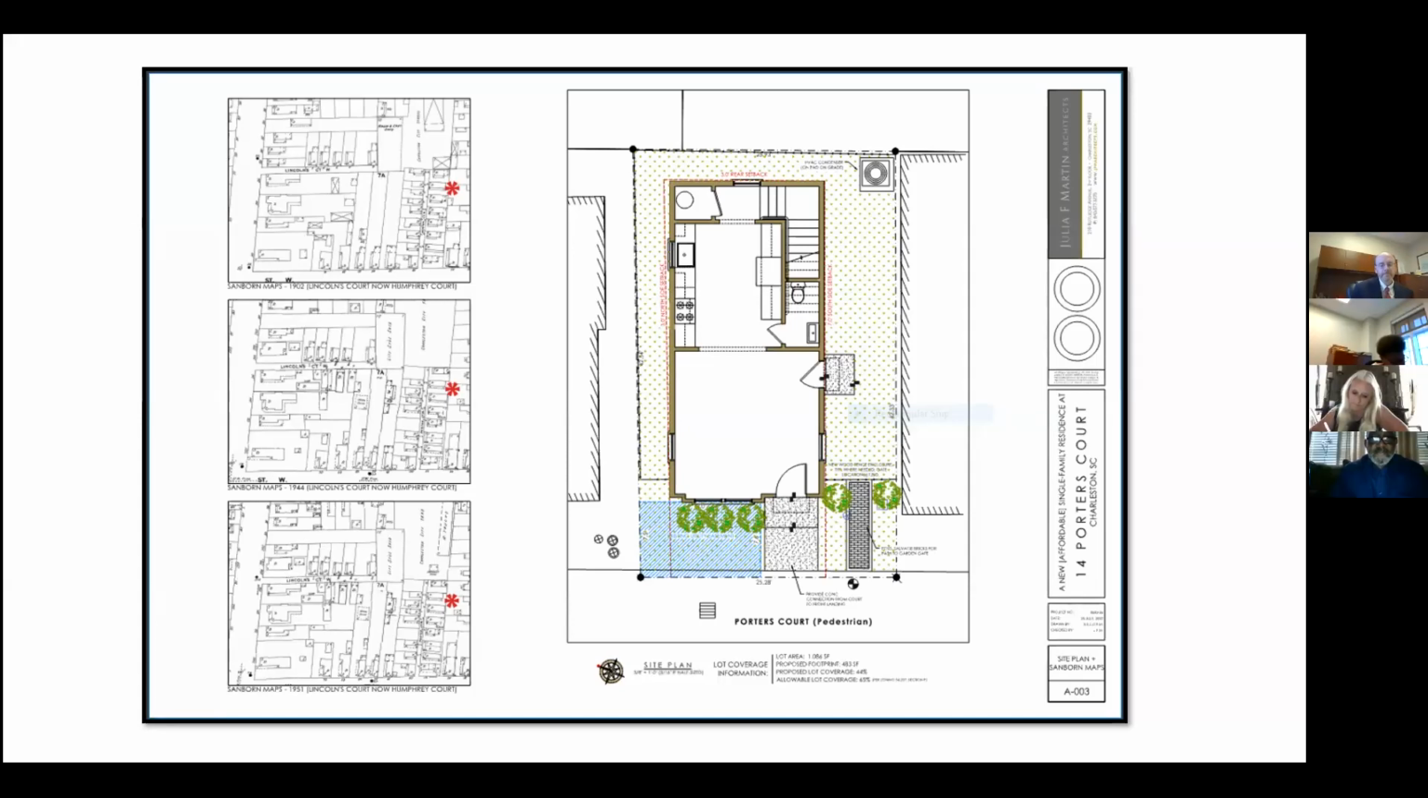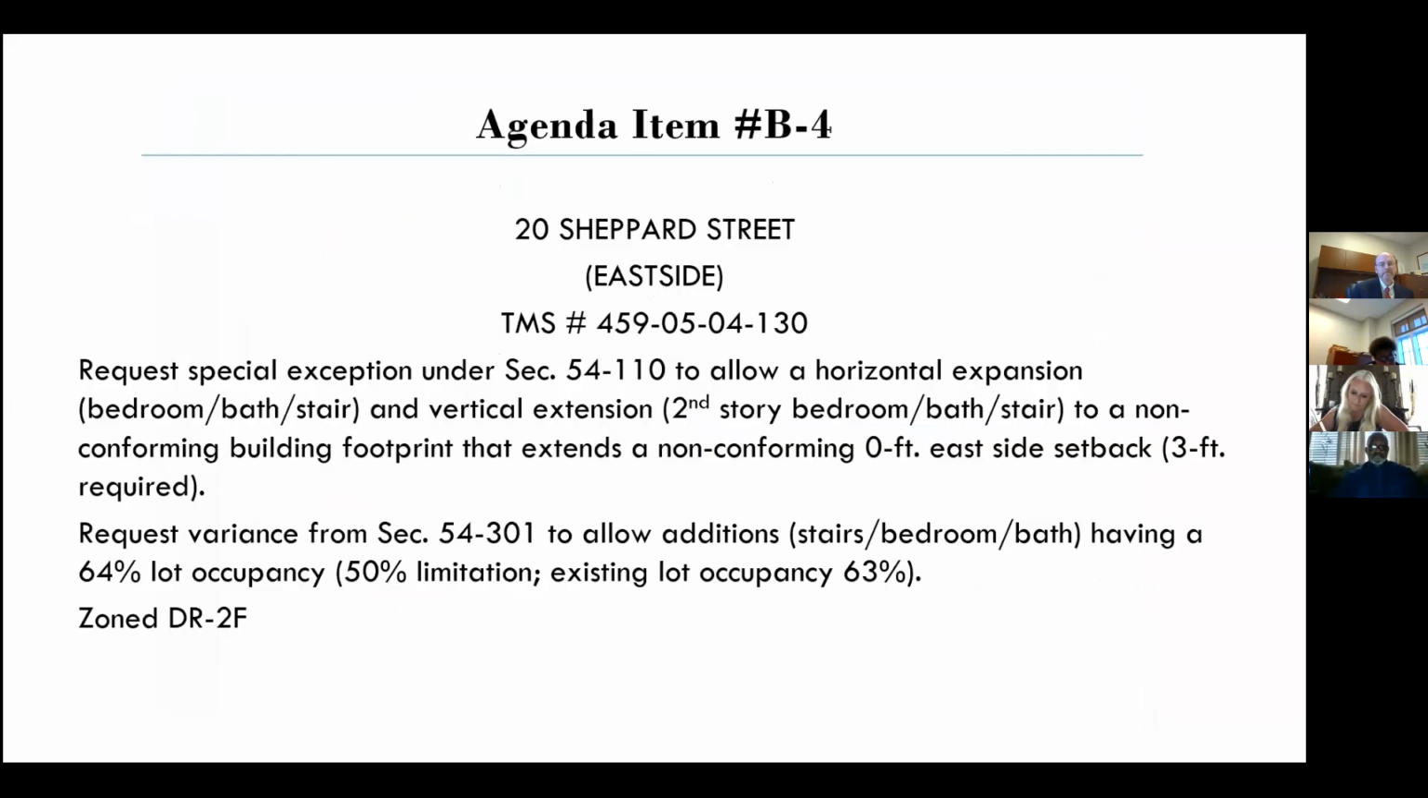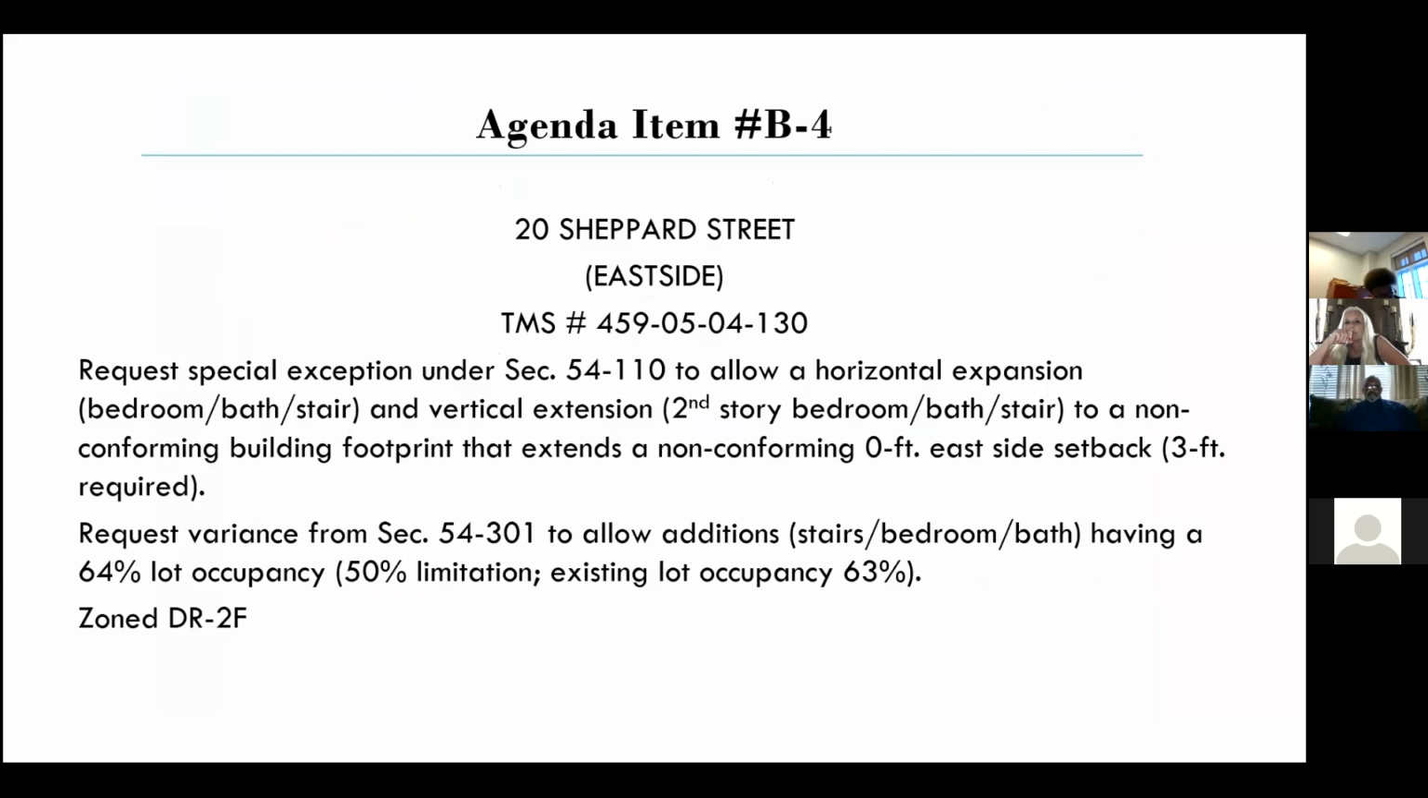Item number 4 on the agenda is 20 Shepherd Street. Request special exception under section 54-110 to allow a horizontal expansion, bedroom, bath, stair, and vertical extension, 2nd story bedroom, bath, stair, to a non-conforming building footprint that extends a non-conforming 0-foot east side setback, 3 feet required. Request variance from section 54-301 to allow additions, stairs, bedroom, bath, having a 64% lot occupancy. 50% is a limitation. Existing lot occupancy is 63%.